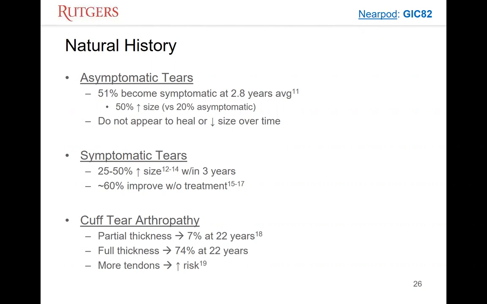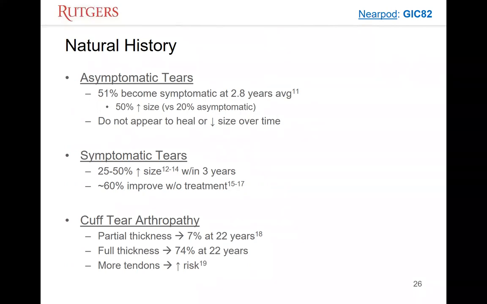Determining why some tears become symptomatic and others do not is a much larger challenge. Some have hypothesized that the glenohumeral kinematics can be preserved in the setting of a cuff tear, as long as the force couples are maintained about the glenohumeral joint. And thus, tear location may actually be a more impactful factor on symptoms than the tear size itself. And additionally, superior migration of the humeral head appears to be more common in the symptomatic tears.